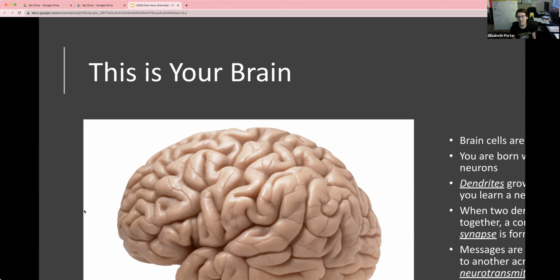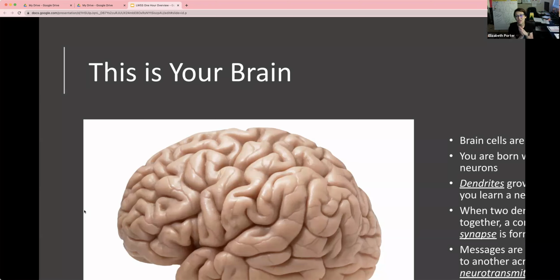But basically, you are born with about 100 billion neurons. So your brain cells are called neurons. And when you learn a new skill, something called dendrites grow out of those neurons. And when two dendrites grow close together, it creates a synapse. And messages are sent via neurotransmitters across the synapses. And you can grow an exponential amount of dendrites. You can create an exponential amount of synapses and neurotransmitters.